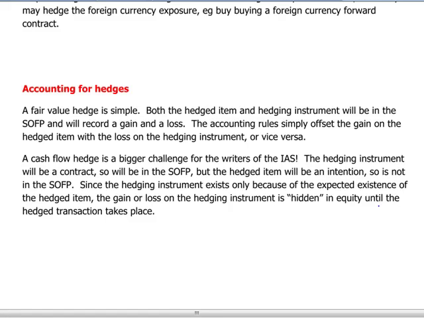With a cash flow hedge, it is a little bit more complicated. Currently, I have the financial instrument in my statement of financial position. What I'm missing is the hedged item, which is the future purchase of diamonds in our example. In this case, we show the gain or loss on the hedging instrument in other comprehensive income until the hedged transaction, the acquisition of the diamonds, actually takes place.